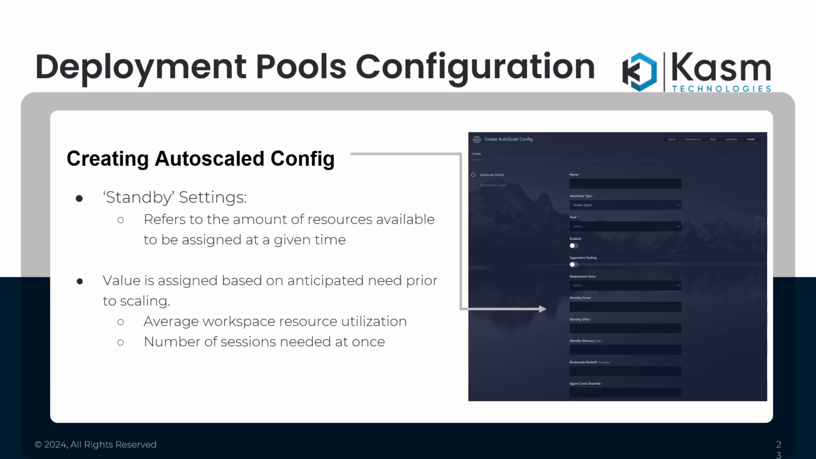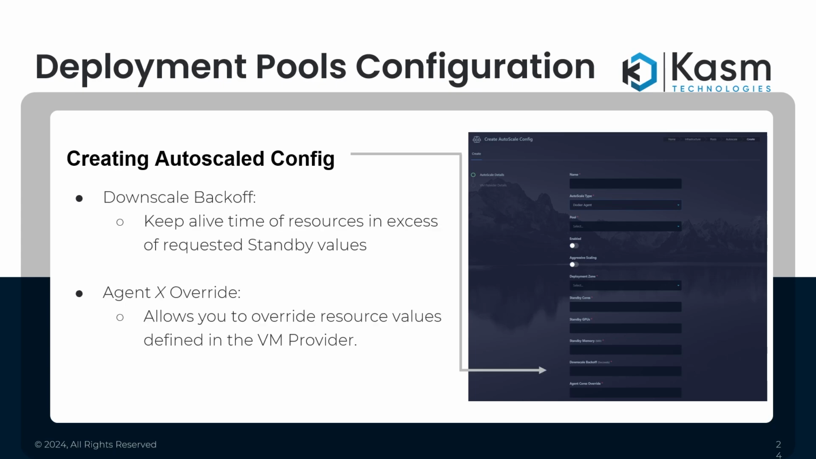When configuring the number of standby cores and memory, it's crucial to consider both the typical number of workspaces needed at any given time and the resource demands of those workspaces. As previously mentioned, not all workspaces consume the same amount of resources. For example, a workspace running an Ubuntu desktop typically requires more cores and additional RAM compared to a workspace that's only running a Chrome browser.